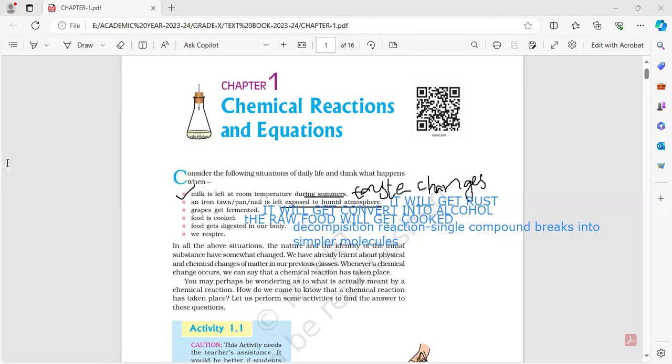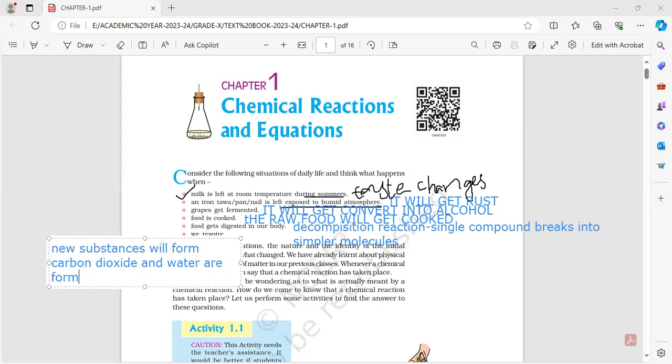And the next one is when we respire, when we breathe. This is also another example of a chemical reaction. See, I'm writing here: when we respire, new substances will form, like carbon dioxide, CO2, and water, H2O. Carbon dioxide and water are formed. This is what you should remember. Okay, understood. So these are the examples.